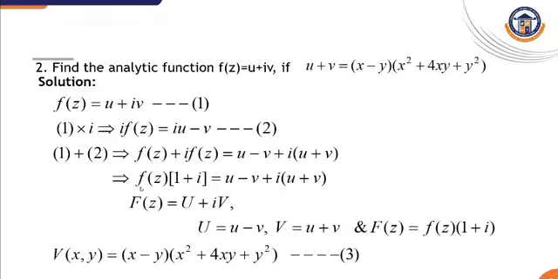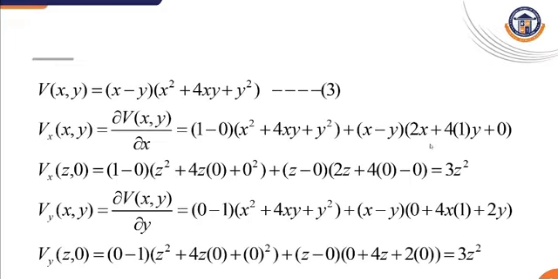These values we can write as capital F of z; the u minus v we write as capital U, and this value we consider as capital V. Now this idea is compared to our given problem, the u plus v. This u plus v means the given problem has an imaginary part that we will identify. Here capital F of z equals f of z into 1 plus i. So applying this method here, the given function is v.